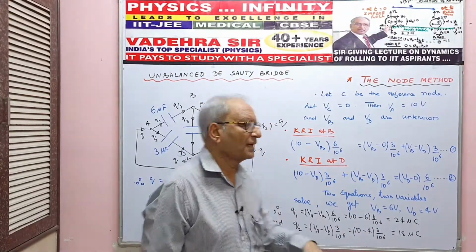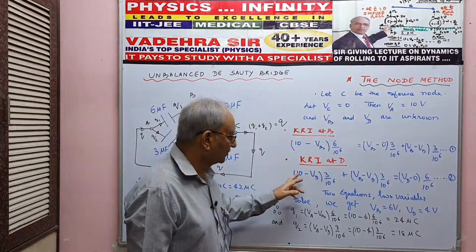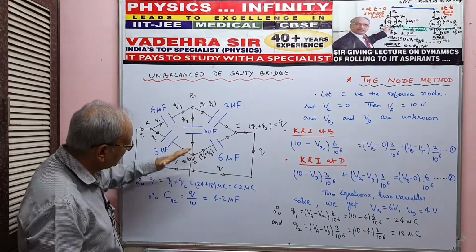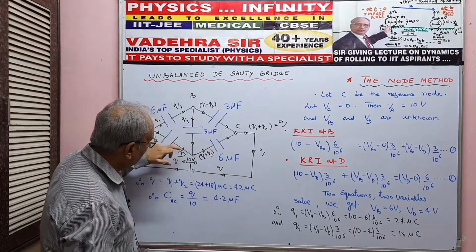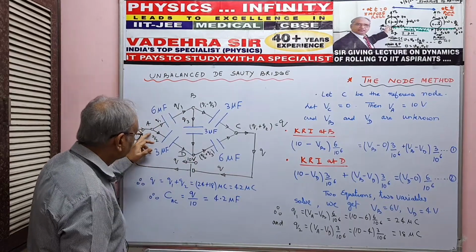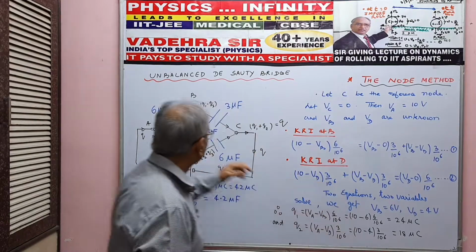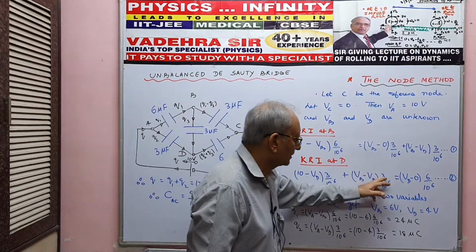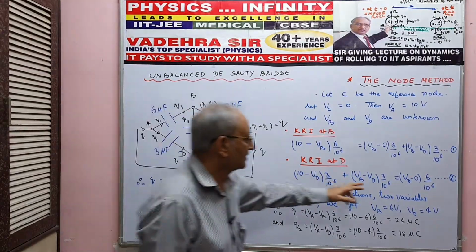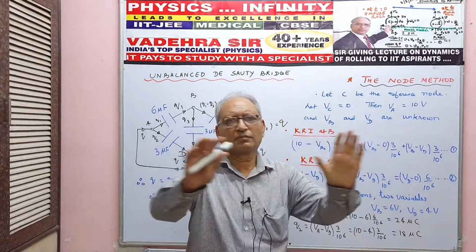So I need another equation. For the other equation, I apply Kirchhoff rule 1 at D. So look at this. This charge coming toward the junction, going out of the junction. So charge here plus charge here should be equal to charge there. So there you are. (10 minus VD) times 3 microfarad, plus (VB minus VD) times 3 microfarad, plus, VC is 0, so (VD minus 0) times 6 microfarad. Two equations, two variables.